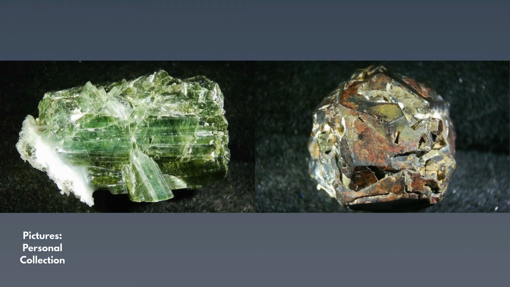Here we have a twinned actinolite, which is a penetration twin, and an iron cross twin law pyrite, which is another type of penetration twin, but again, it's iron cross twin law, which is specifically a pyrite twin law.